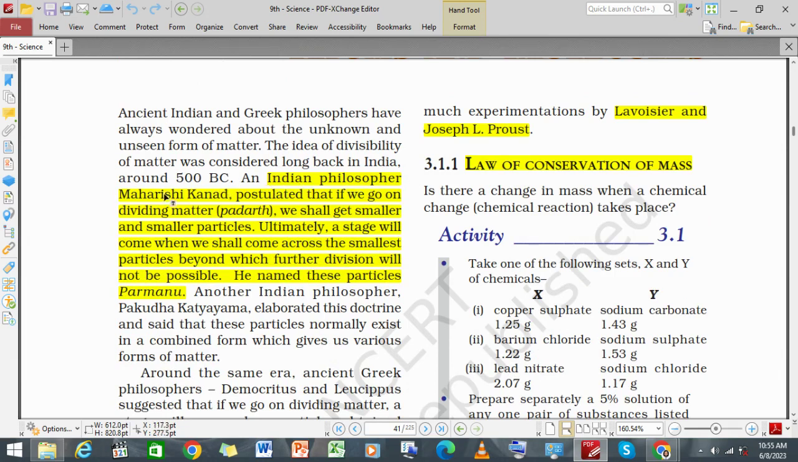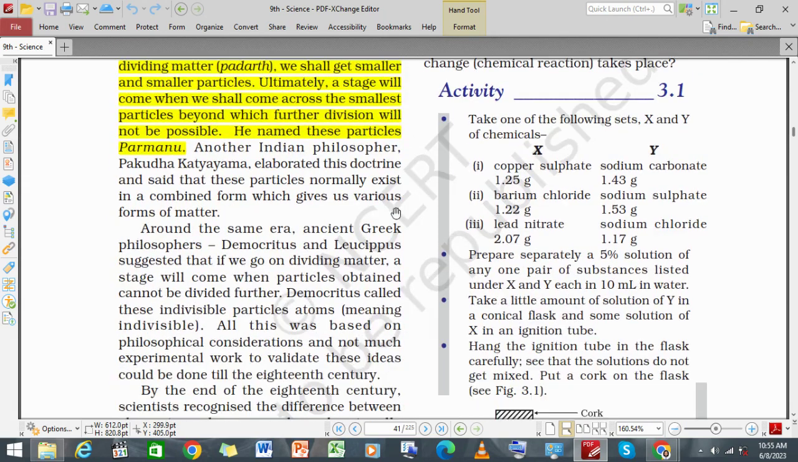Indian philosopher Maharishi Kanad postulated that if we go on dividing matter, that is Padarth, we shall get smaller and smaller particles. Ultimately, a stage will come when we shall come across the smallest particle, beyond which further division will not be possible. He named these particles Parmanu, which is known as atom.